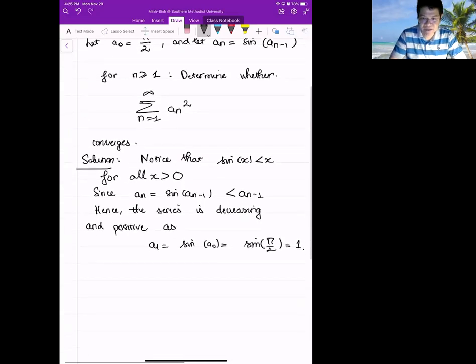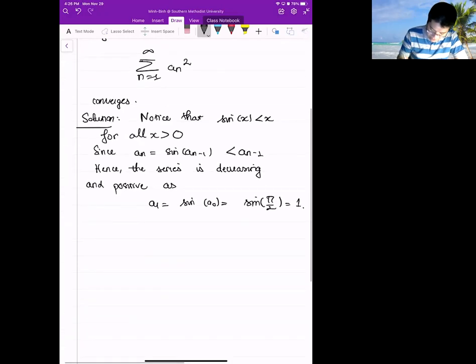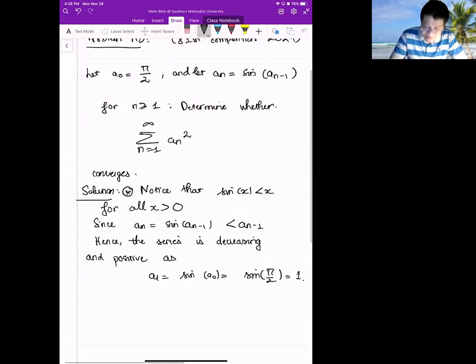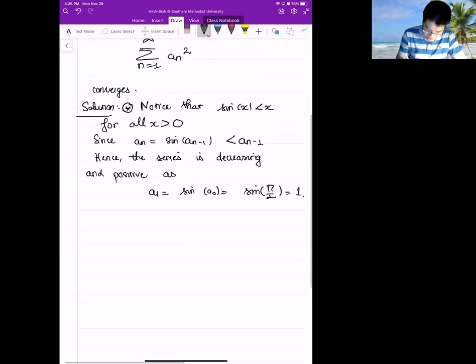All right. Now, this is the first observation that we have, right? So why do we consider this property? Because an is defined to be sine of an minus 1. So it makes sense for us to compare sine of an minus 1 and an minus 1. This is the first observation. The second observation that we have is the following.